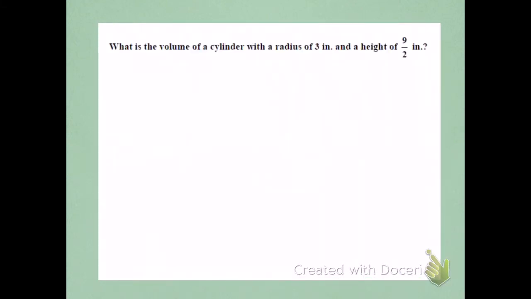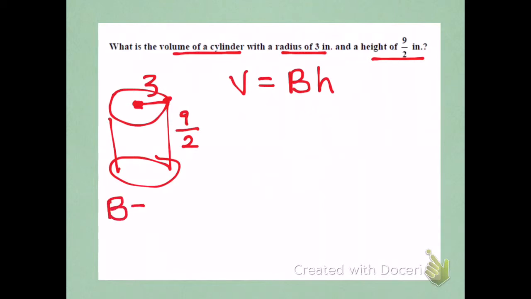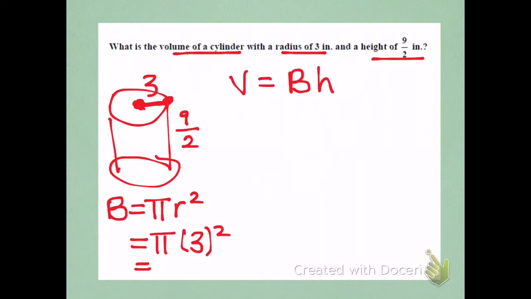Here's another question. What is the volume of a cylinder with a radius of 3 and a height of 9/2? Again, to me it helps if I draw the picture. So I have a radius of 3, so halfway through the circle is 3, and the height is 9/2. So I want to use my formula. V equals the area of the base times the height. So the first thing I need to do is find my area of the base. My base is a circle, so I'm going to use pi r squared. Remember, r stands for radius. So if I look at my picture, my radius goes from the center of the circle to the side, so that would be 3 squared. So my area of my base is going to equal 9 pi.